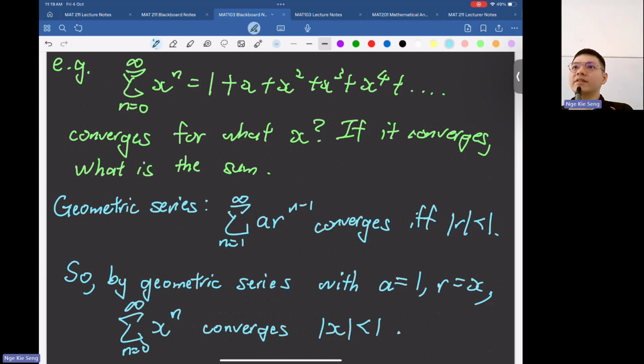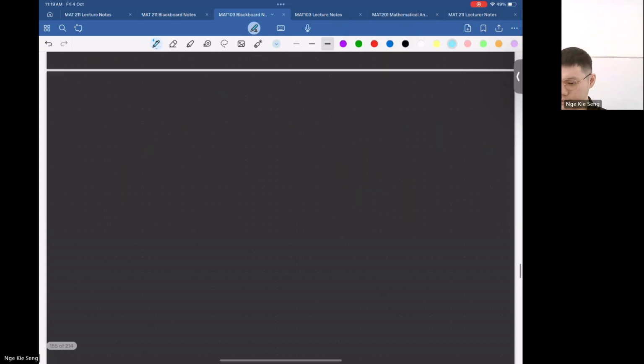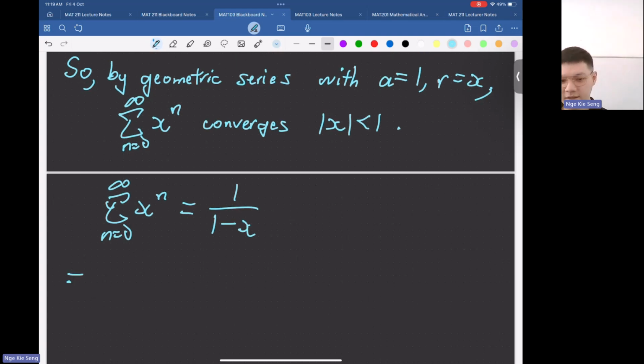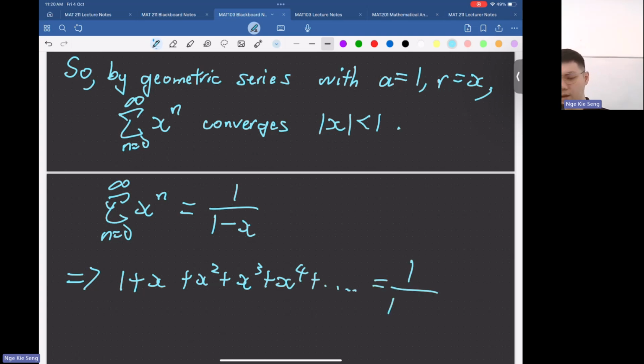So what's this sum? How to compute it? The sum to infinity, right? What's the formula for the sum to infinity? You take the first term divided by one minus the ratio, which is x in this case. So in this case, if we write the sum out, it is 1 plus x plus x squared plus x cubed plus x to the fourth, and so on. This is actually 1 over 1 minus x.